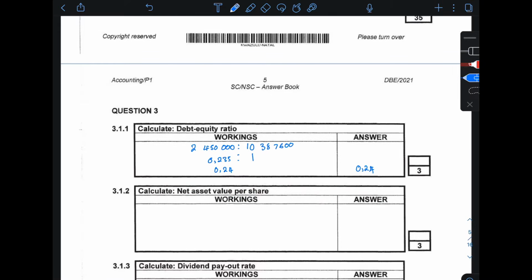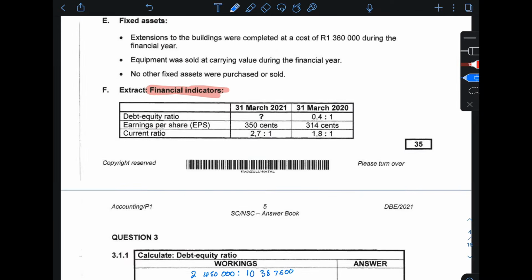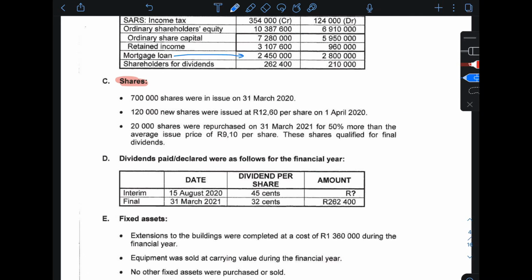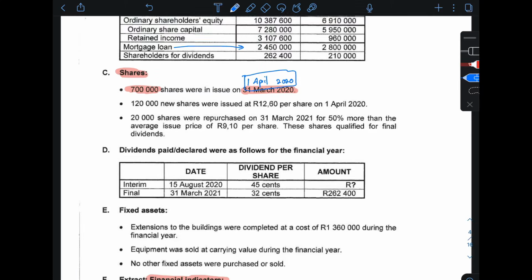So your net asset value, it's your shareholders' equity, which we have as 10,387,600 over the number of shares in issue. Now we have to check our information regarding shares. How many shares were in issue? It says 700,000 shares were in issue on 1 March 2020, which is the start of the year. This is the same as 1 April 2020. Don't confuse the dates. Just be able to understand how the dates work.